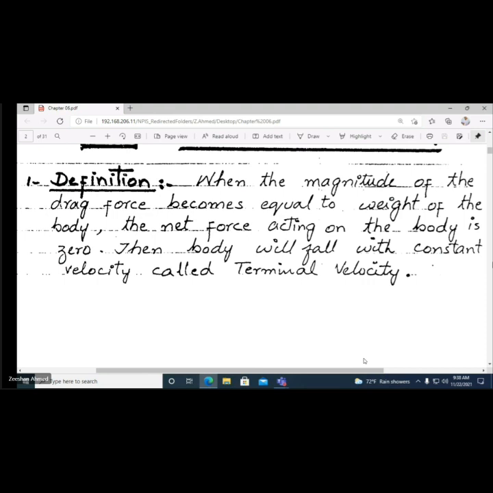This constant velocity is called terminal velocity. Now the proper definition. When the magnitude of the drag force becomes equal to the weight of the body, the net force acting on the body becomes 0. Then the body will fall with constant velocity, and this constant velocity is called terminal velocity. Clear? You will not find this definition in your books. If you want to write, you can write.